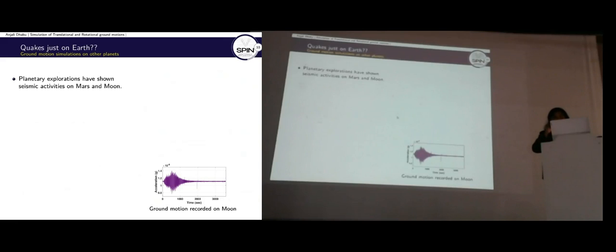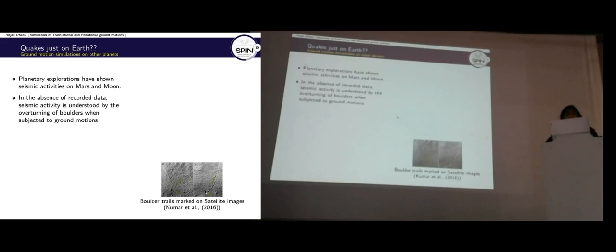So finally, after doing all this analysis, we saw that, okay, are quakes common just on Earth? Of course not. From the last few sessions, we know that we have seen activities on Mars and Moon both. So in the absence of recorded data, how do we know that there was a quake that happened? On Earth, it is very easy because people observe it, people feel it, we see buildings falling, getting damaged, etc. But on these planetary bodies, they are the boulders which tell us that, okay, there was some shaking that occurred. And these boulder falls are observed on the satellite images.